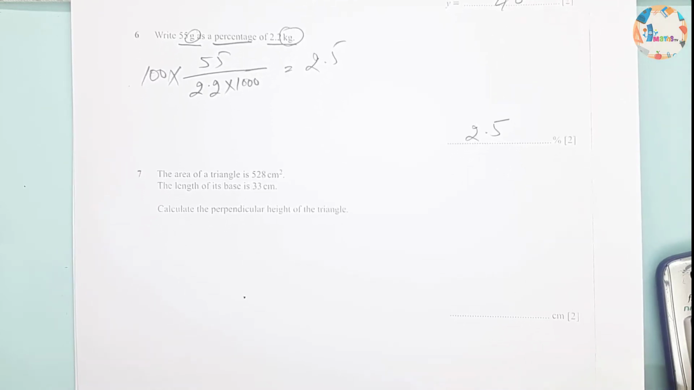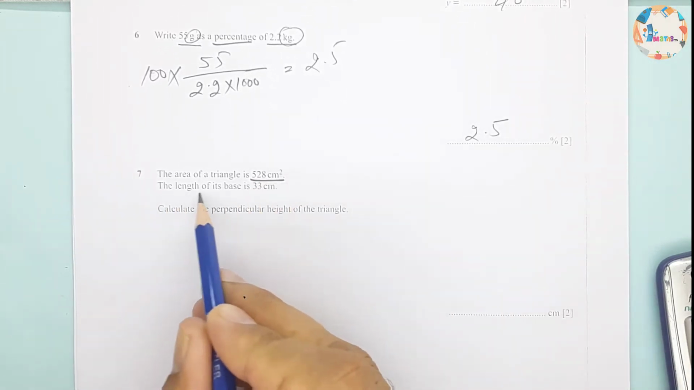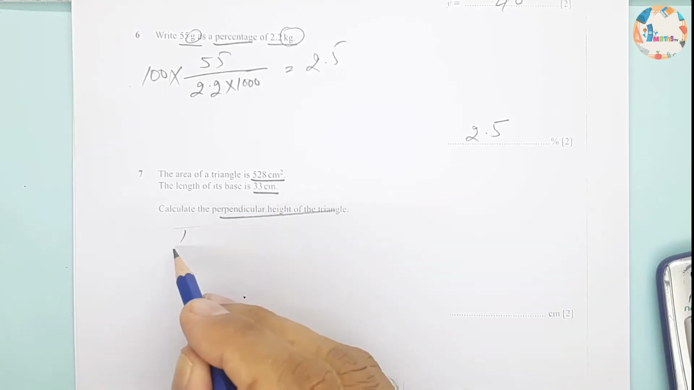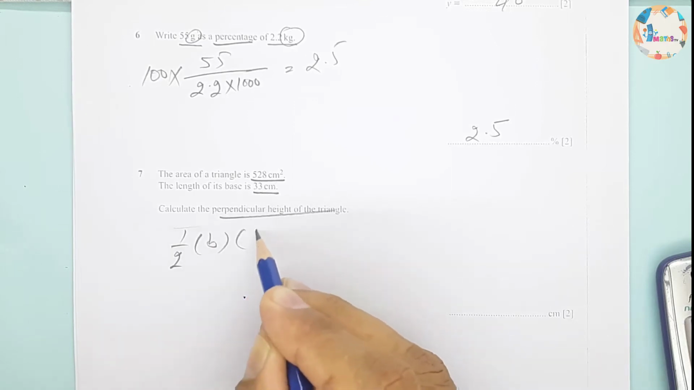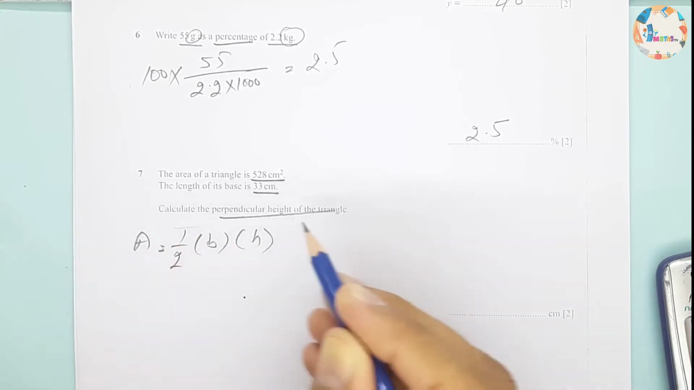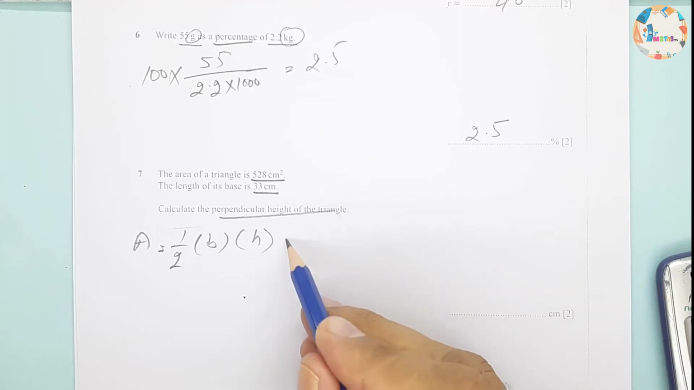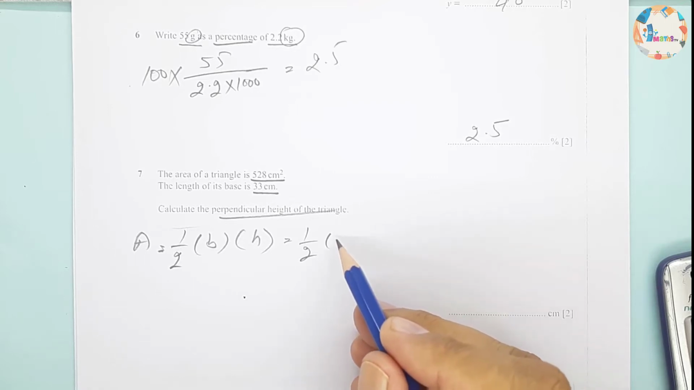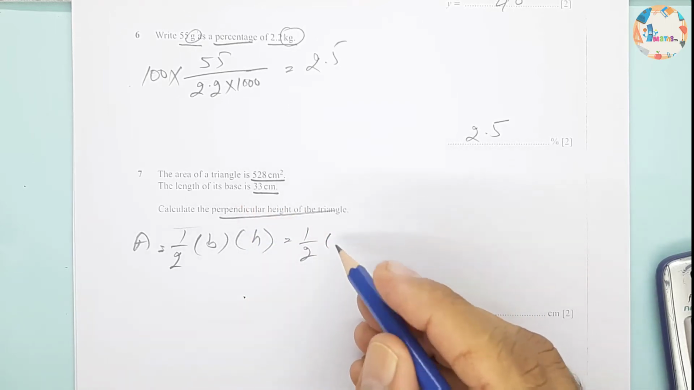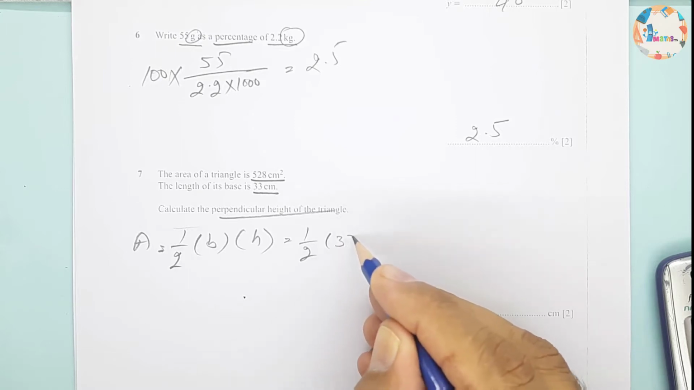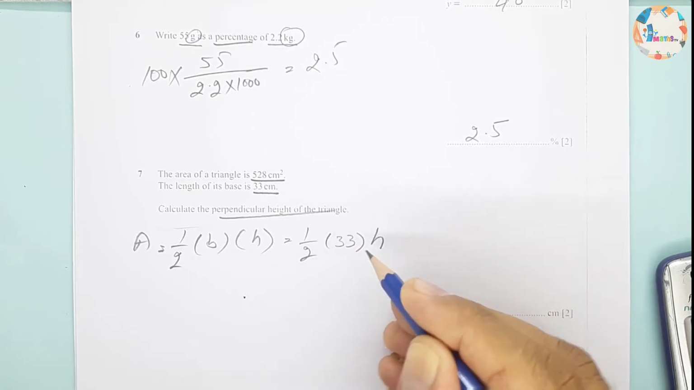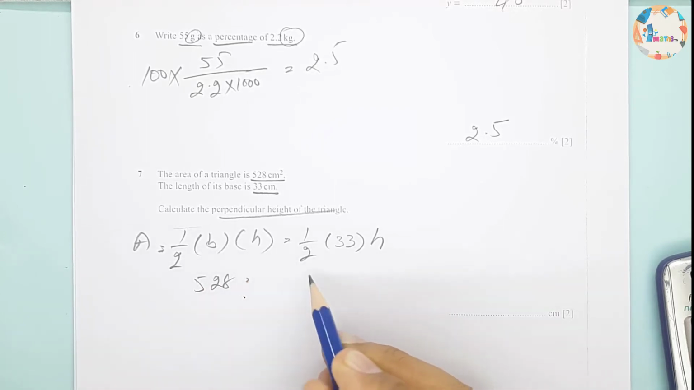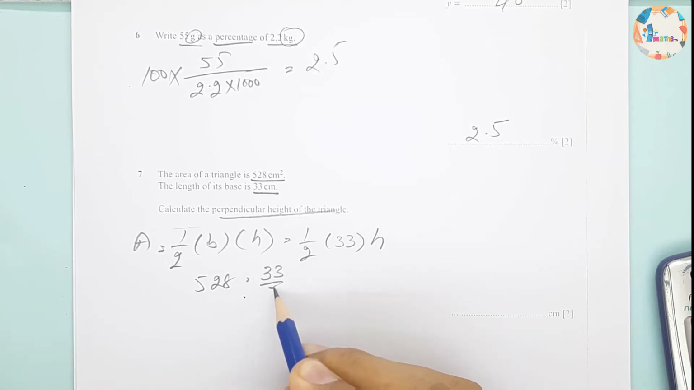Now question number 7. The area of a triangle is given, and the length of its base is provided. The perpendicular height we have to calculate, so 1 by 2 into base into height. This is basically the formula for the area of a triangle. So we will be replacing the values. The area of the triangle is 528 and the base is 33, and the height we have to calculate. So we'll write 528 is equal to 33 over 2 into height.